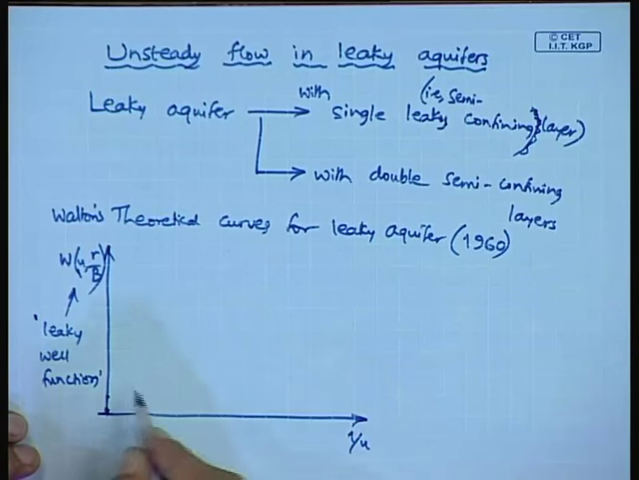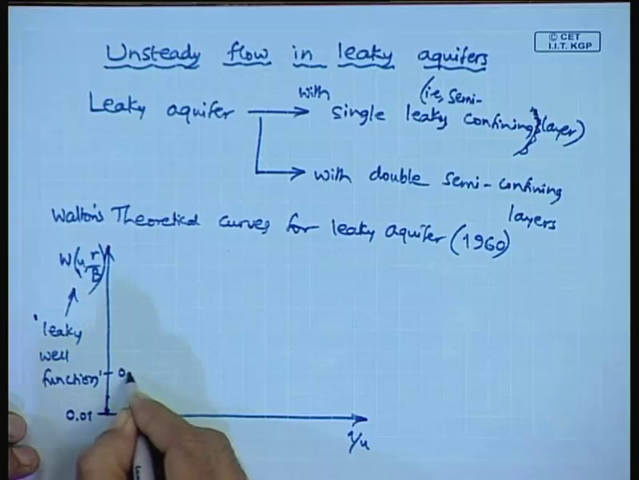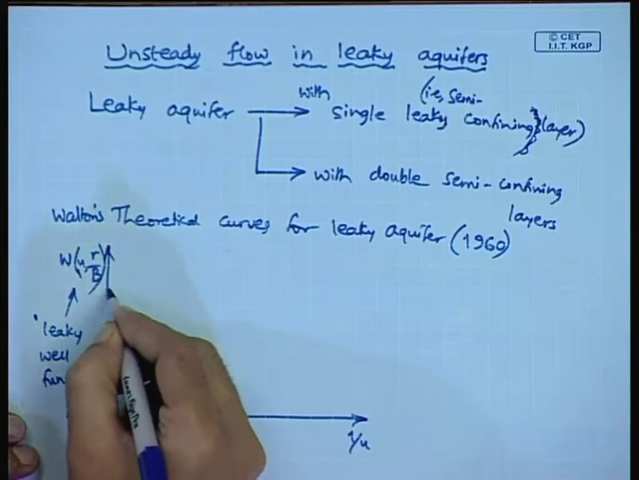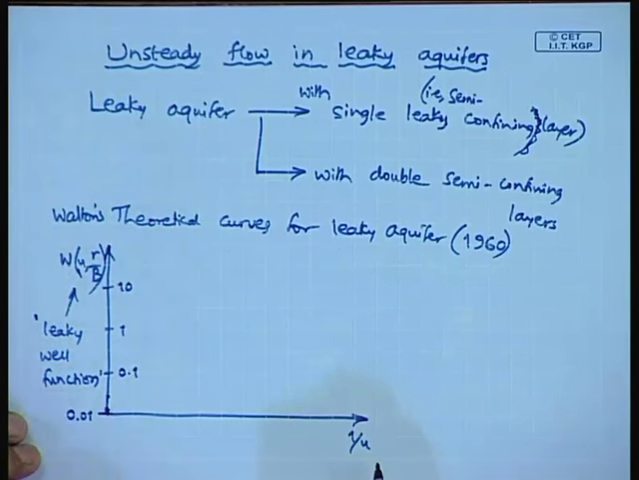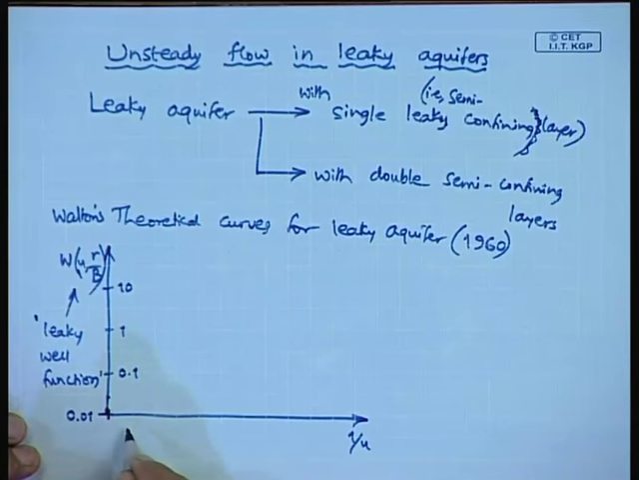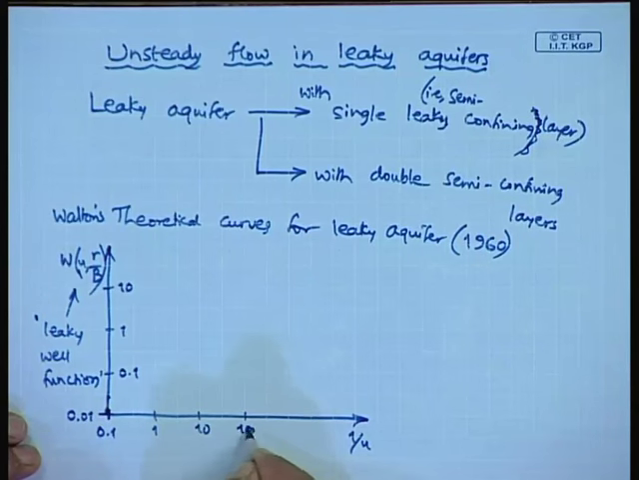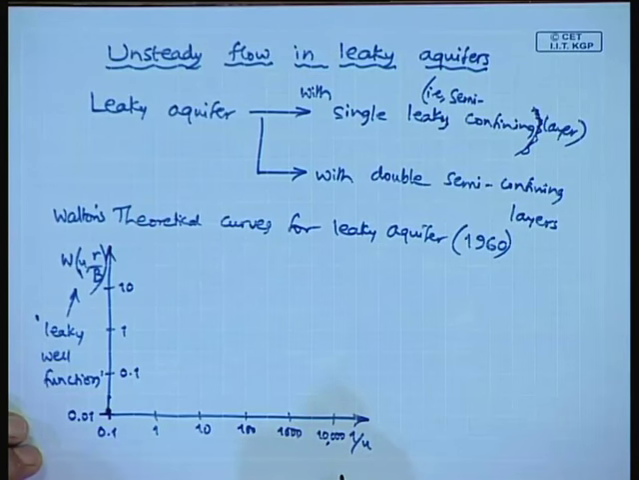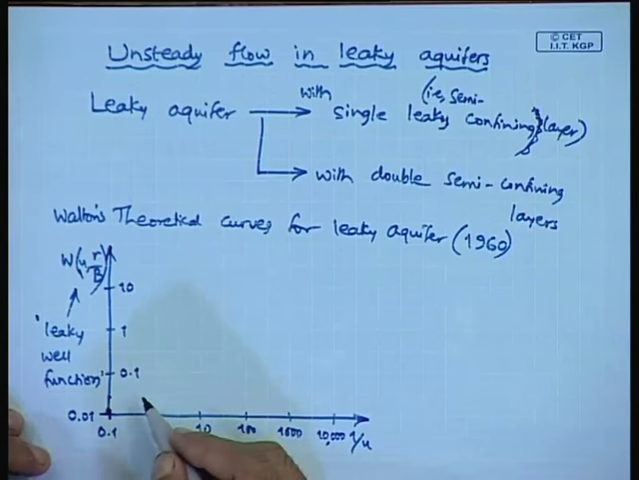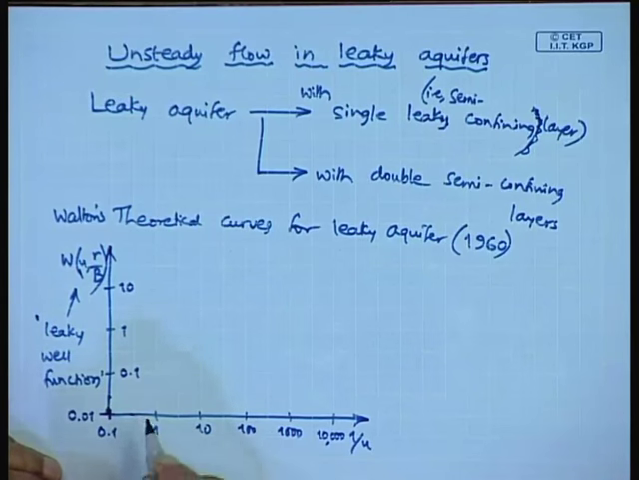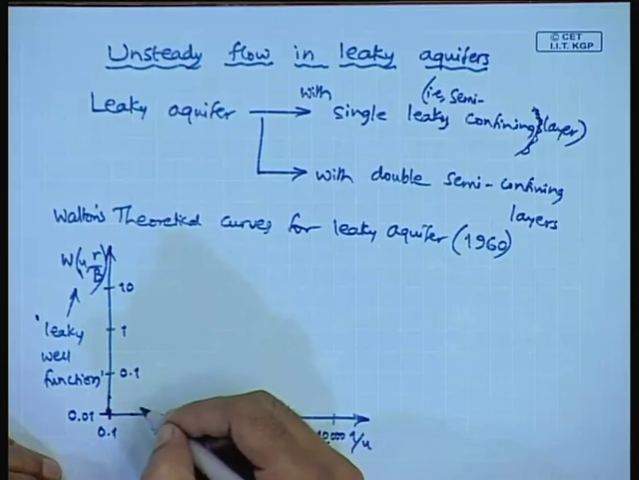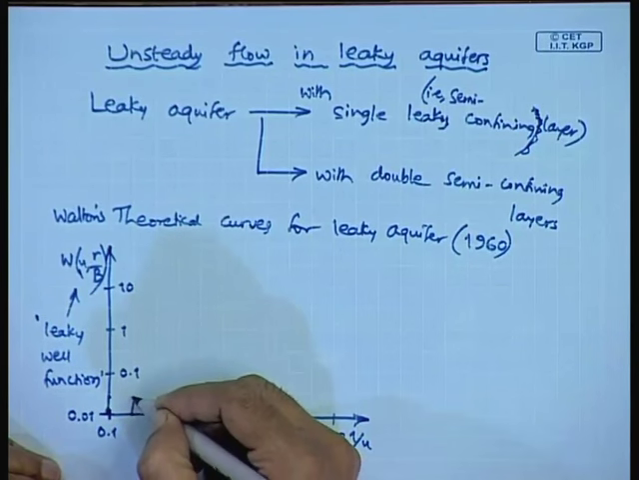So here the W(u) axis will start at 0.01, then 0.1, 1, and then 10, and similarly the 1/u axis will start at 0.1, 1, 10, 100, 1000 and 10000, or say 10 to the power 4. And here, the Theis curve is the one which starts somewhere between 0.1 and 1, and so it starts here. So this is the Theis curve.